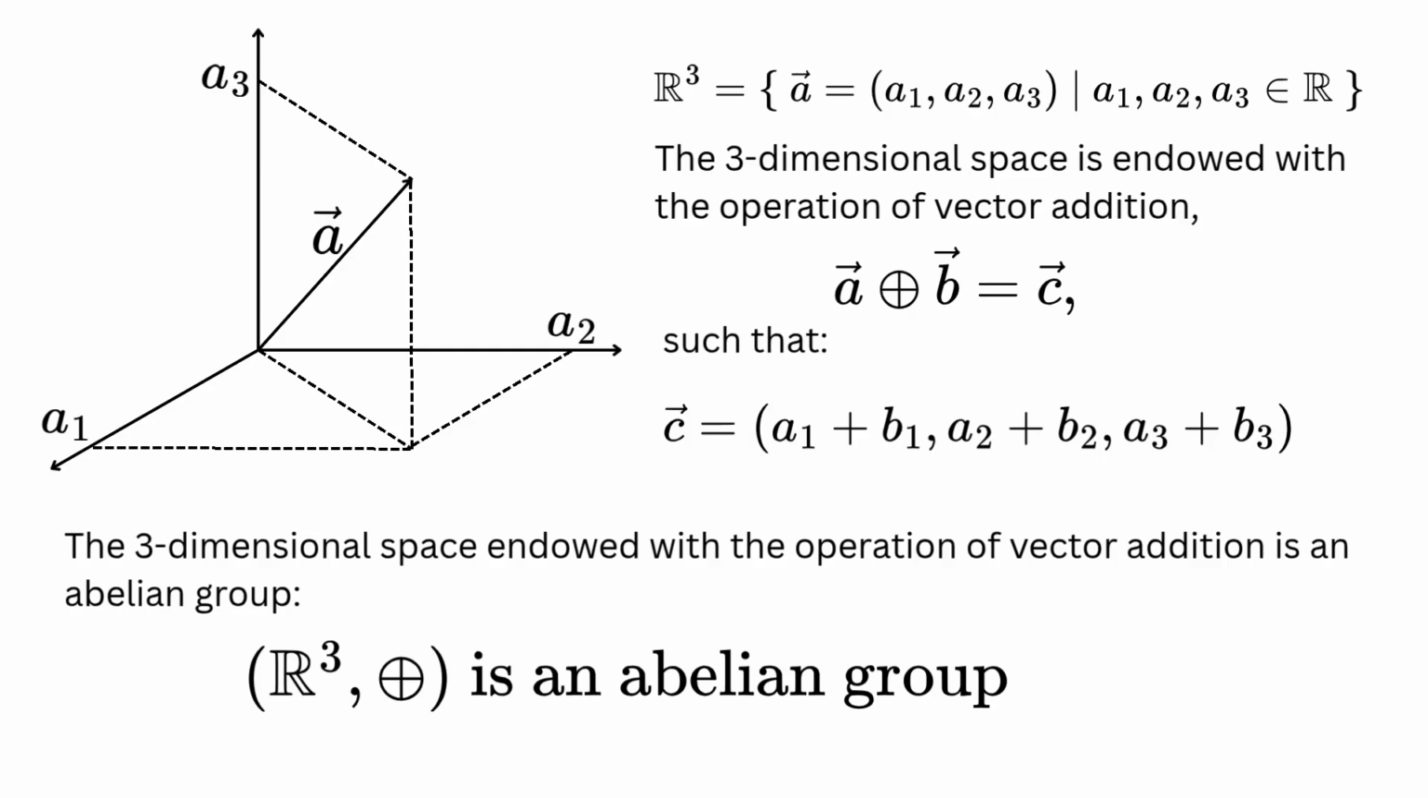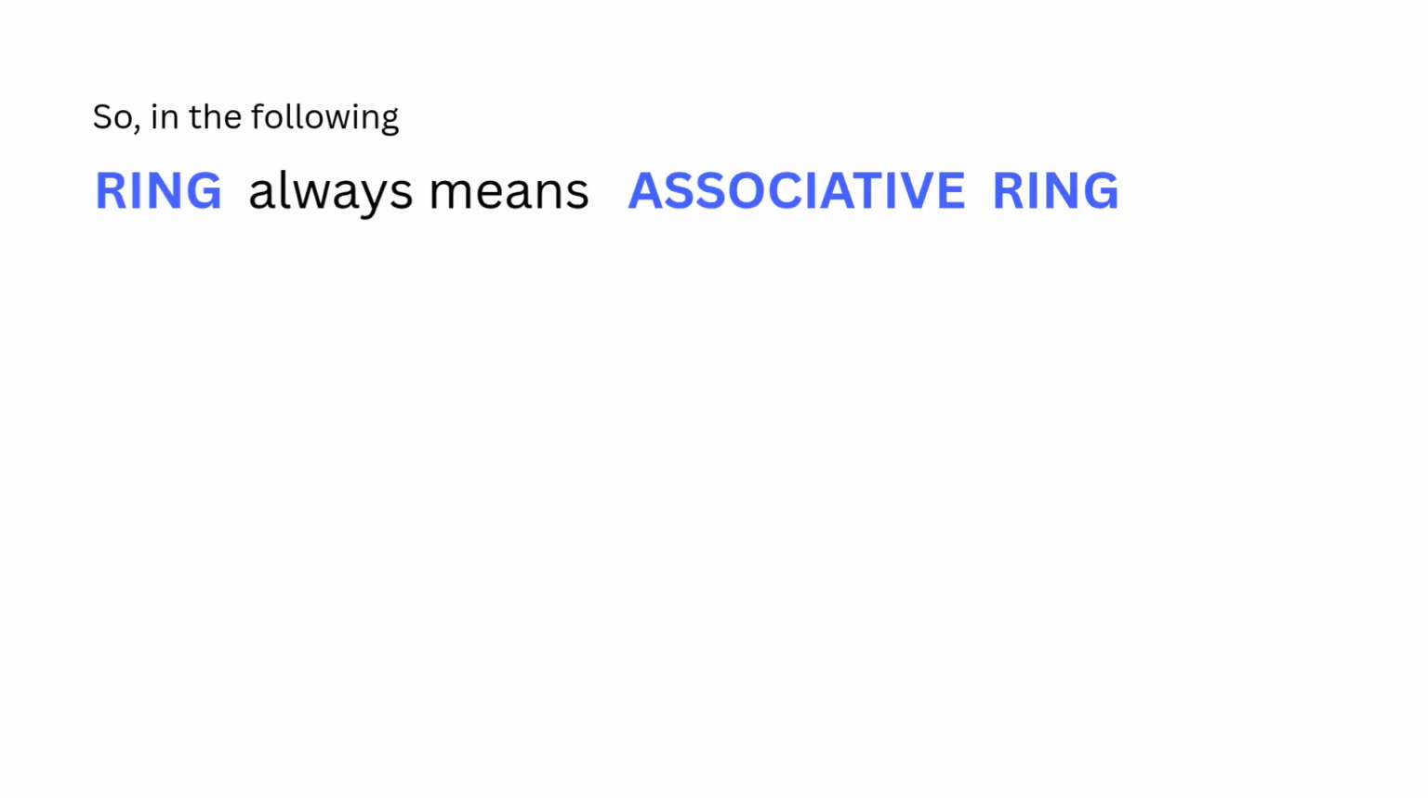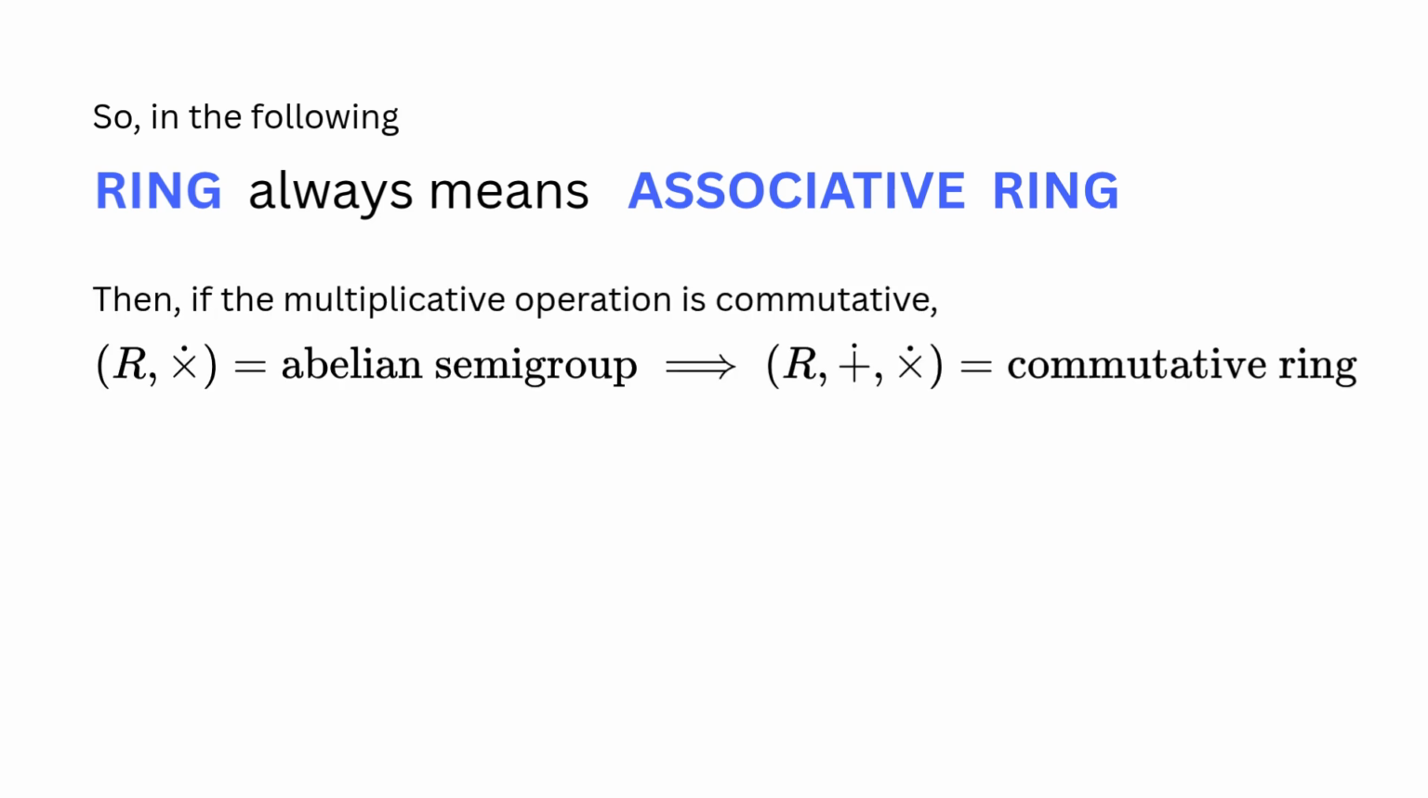In Lesson 1, I refer to the set of three-dimensional vectors endowed with the operation of vector addition and the cross product of vectors. This is a non-associative ring since the cross product of vectors is not an associative operation. So, in order to be clear, in the following, a ring will always mean associative ring. A ring for which the dot times operation is commutative is called a commutative ring. Otherwise, the ring is non-commutative.